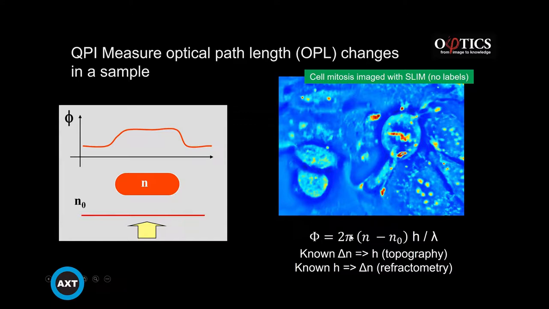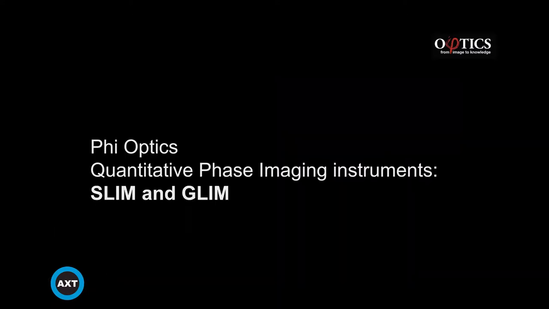So generally speaking, this phase shift is proportional to the refractive index and the height of the sample. So with knowledge about the refractive index, delta n, one can measure the topography of the sample. With knowledge about the height or the topography of the sample, one can do refractometry. And I will focus today, of course, on the instruments and the techniques that we are bringing to the market, SLIM and GLIM, and emphasize the properties of these methods that apply in this case.